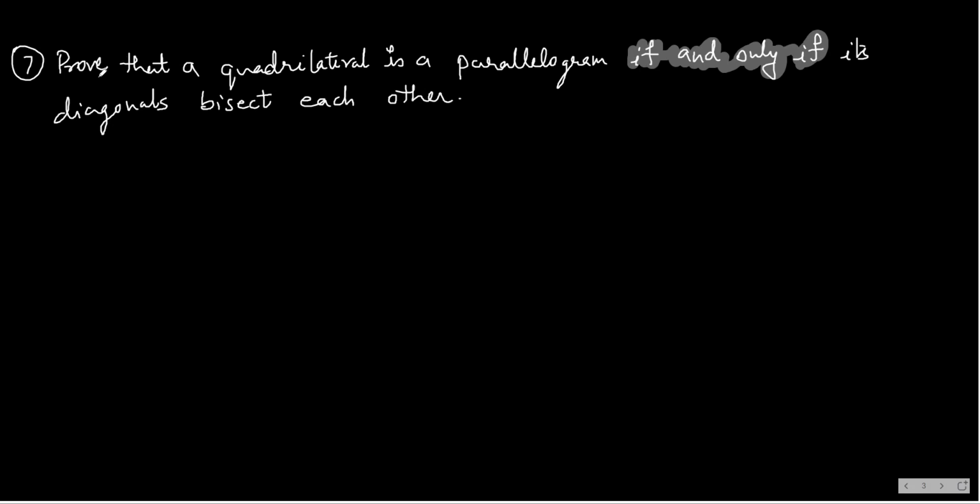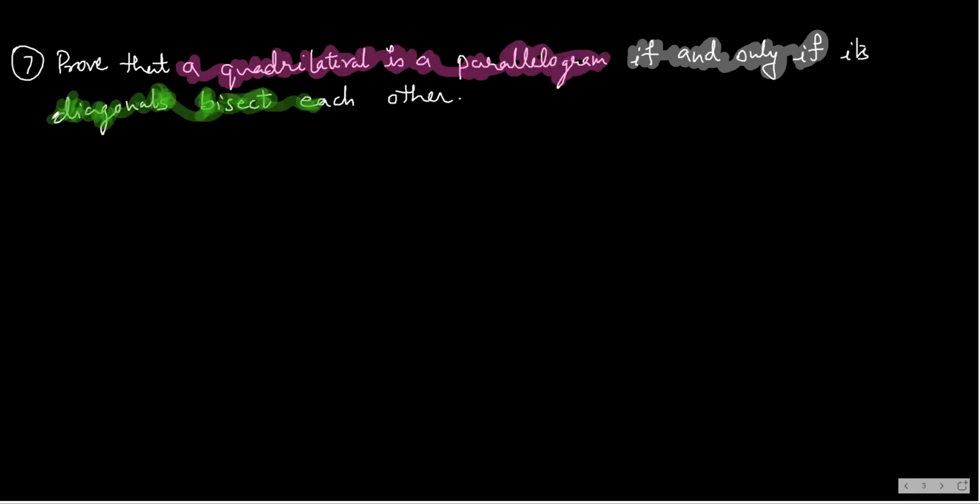We have to prove that a quadrilateral is a parallelogram. A quadrilateral is a parallelogram. Let me color this with pink color. A quadrilateral is a parallelogram if and only if its diagonals bisect each other. Let me color this with green color. If and only if the diagonals bisect each other. So in this one statement, we have got two statements.